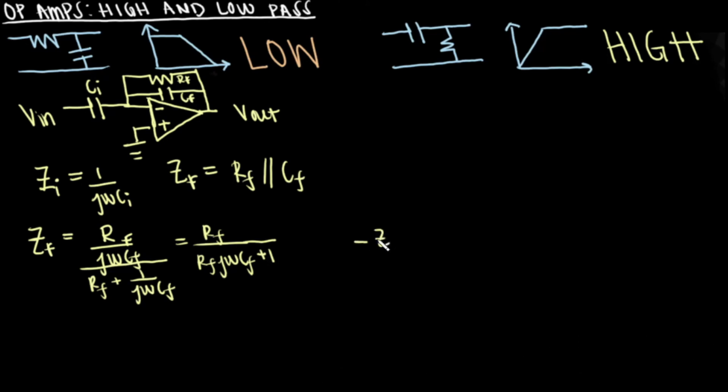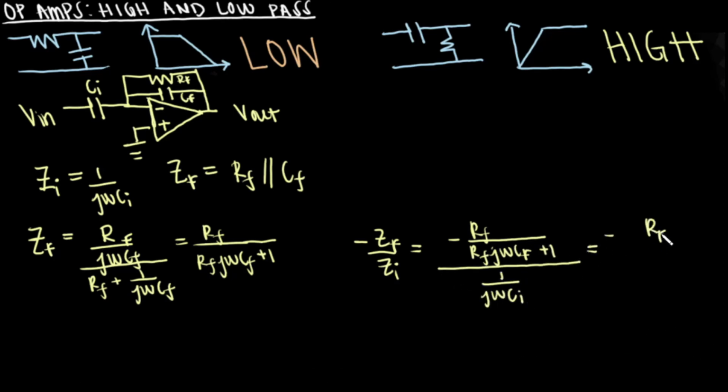Vout divided by Vin as a function of frequency is equal to negative Zf divided by Zi, which is equal to the parallel combination of Rf divided by j omega Cf Rf plus 1, divided by the input impedance, 1 divided by j omega Ci. Note the negative sign on the right side is just to show that the ratio is negative, not that the negative sign cancels the one on the left.